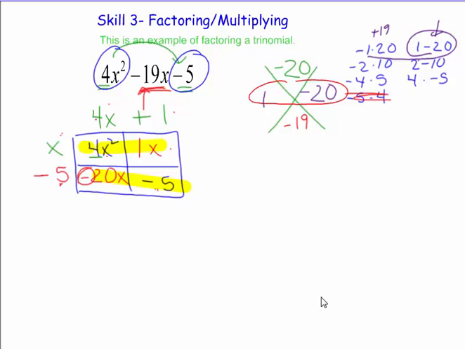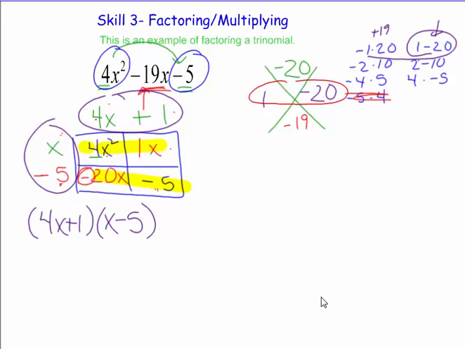Our factors live on the top and the side of the box. So one of our factors is 4x plus 1, and the other factor is x minus 5. You put them side by side, that means it's multiplying. That's what factoring does. It connects things with multiplication.